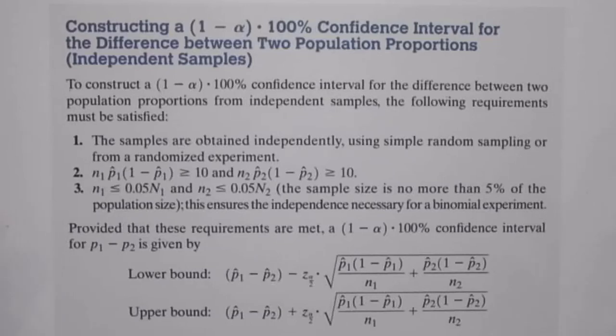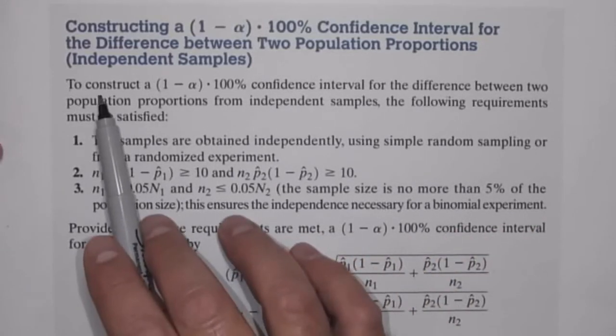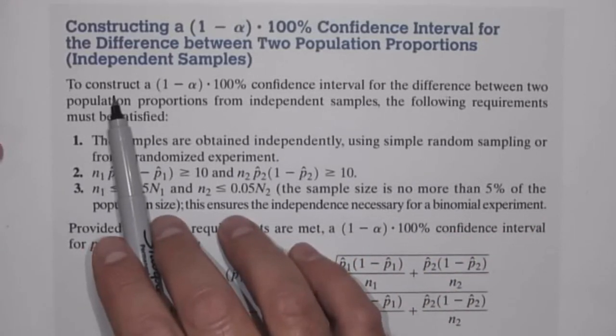In this video, we're going to construct a 1 minus alpha times 100% confidence interval for the difference between two population proportions when we have independent samples. This process is going to be very much like the process we used when we constructed a confidence interval for a population proportion. The difference is that we're looking at two population proportions, so this is going to be based on the sampling distribution of p hat 1 minus p hat 2.